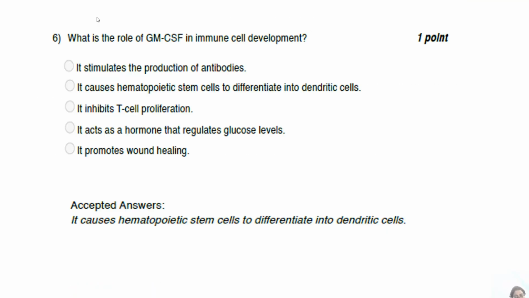So coming back to the question that we started with, what is the role of GM-CSF in immune cell development? It causes hematopoietic stem cells to differentiate into dendritic cells. That is the correct answer. I'll wait for a few minutes. If any of you have any doubt, you can ask me.